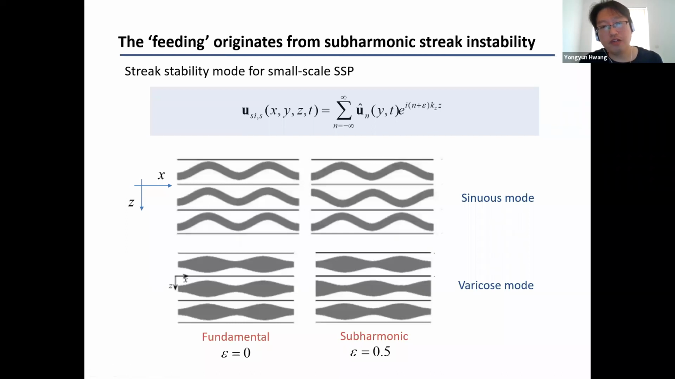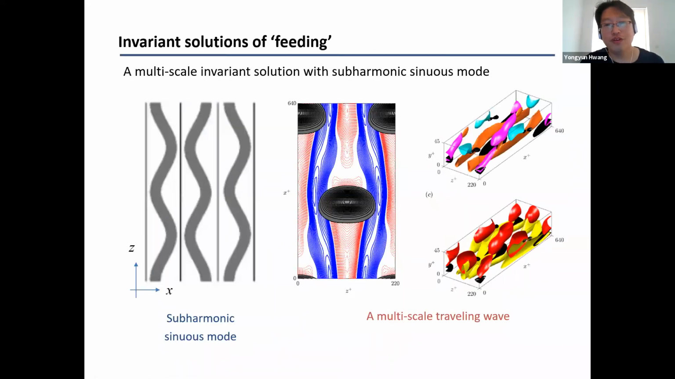So our previous POD analysis shows that that particular event is related to the subharmonic streak instability. You see that this is the low-speed streak, the dark region, and you have this convex region that is related to nonlinear transfer from small to large scale. So what was fortunate, I think, is that we managed to get one particular solution related to this feeding event.